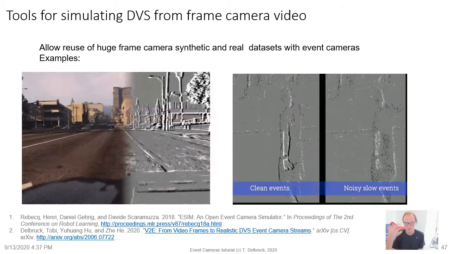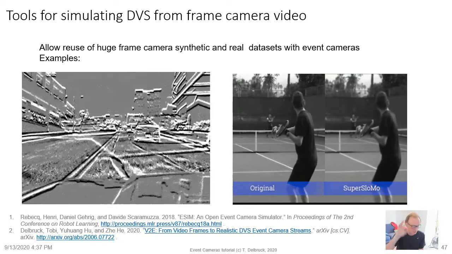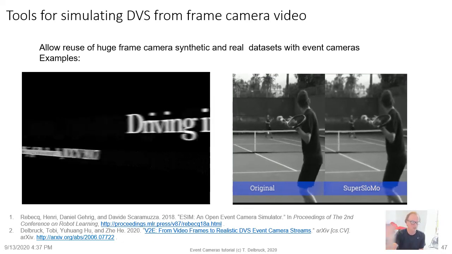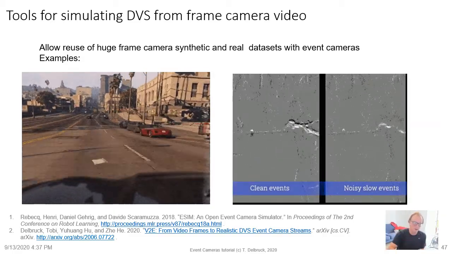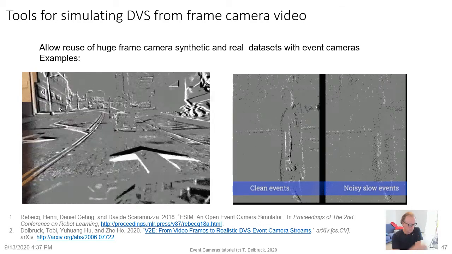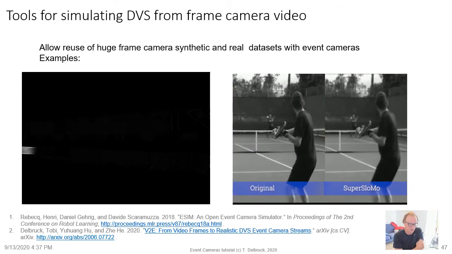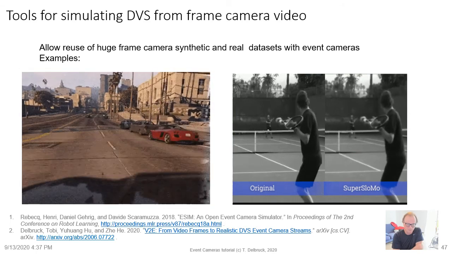So these are just Python toolboxes that you can install. They'll load a standard video from any source. It could be synthetic or real. It could be from Blender or a video game, or it could be a realistic data set from driving. And it will generate realistic DVS data that you can use to develop your algorithms.